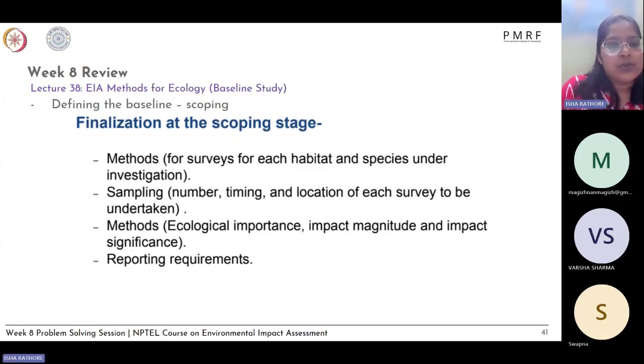Then in the scoping stage, you finalize the methods for survey for each habitat and species under investigation. You finalize your sampling methods and the sampling parameters, I would say rather, which is the number of samples you're going to collect, the timing of each sample, how frequently you're going to collect them, and the location of each survey to be undertaken. Then you finalize your methods based on the ecological importance, the impact magnitude, and impact significance, and how you're going to report them. Those reporting requirements are also finalized at the scoping stage.